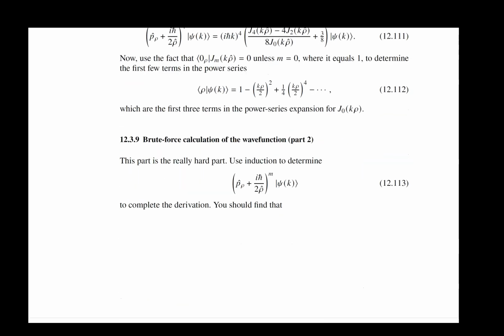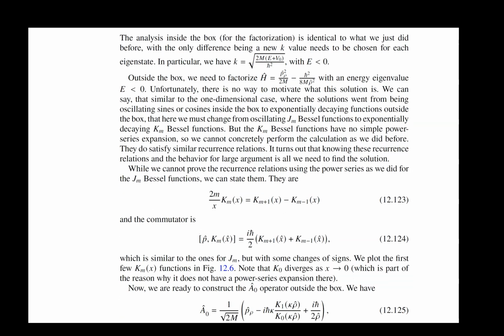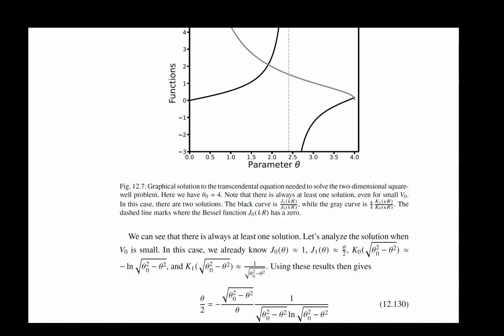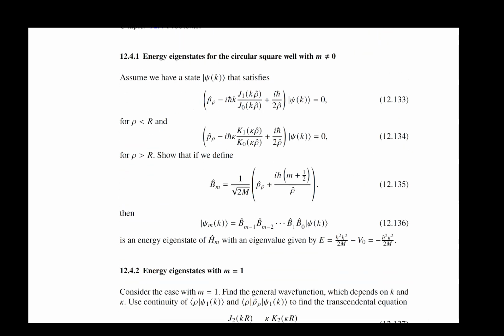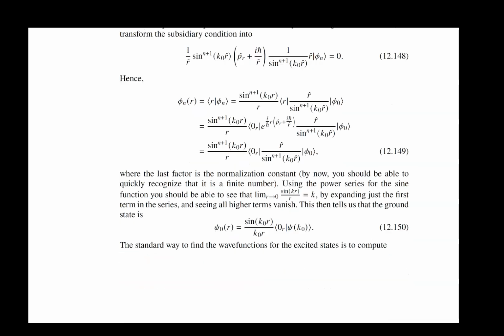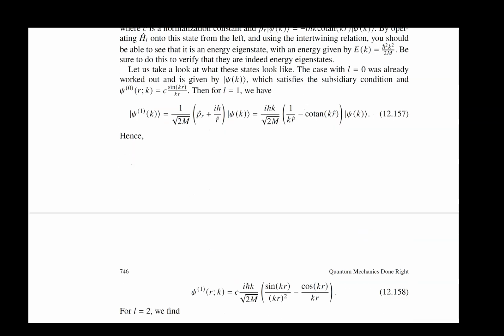Then we do the 2-dimensional problem in a finite square well. This again is going to be done using our single-shot factorization method. We get a similar kind of transcendental equation that we have to solve. It always has at least one solution, so there's always at least one bound state. But that bound state energy can be exceedingly small if the potential well is not very large.